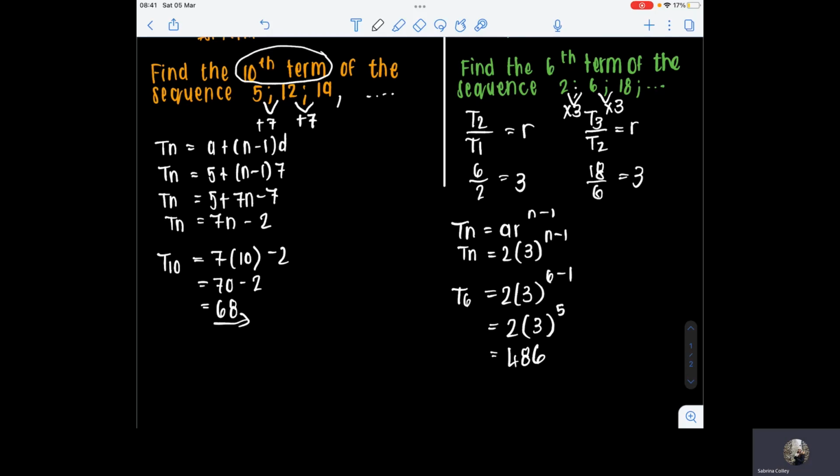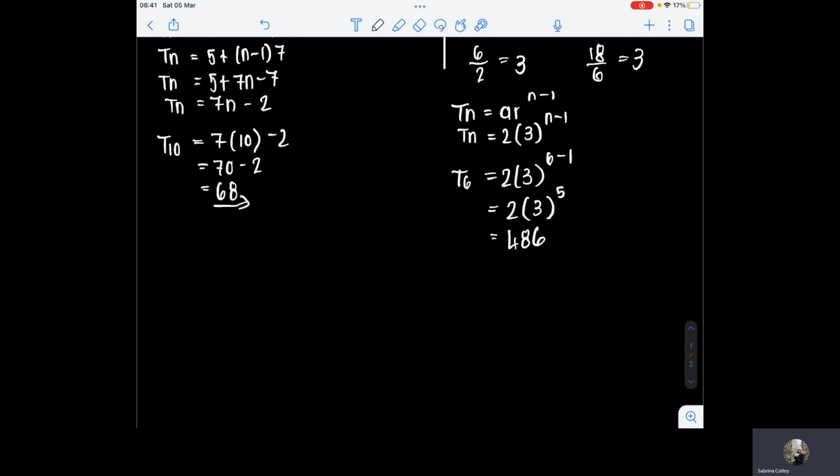Okay. And then obviously you can do examples where they ask for the term number and so on and so forth. Let's have a look at another type. Sometimes they use simultaneous equations, or they give you 2 pieces of information and they don't give you the first term or the difference. So let's just have a look at this.